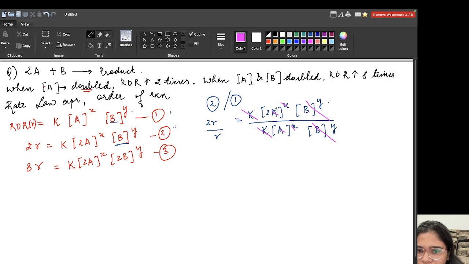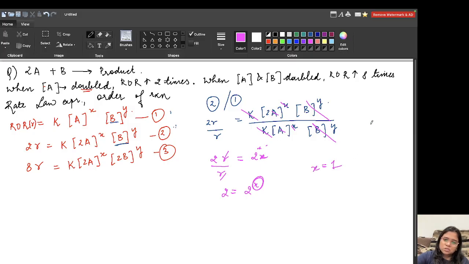What do I get in the remaining? 2R by R will be equal to my 2 raised to the power x. R and R also get cancelled. 2 equals 2 raised to the power x. So what will be x here? X will definitely be 1 because 2 raised to the power 1 is 2. Any other number will not suffice. So this is how you do it. We found the x. Now we need to find the y also.